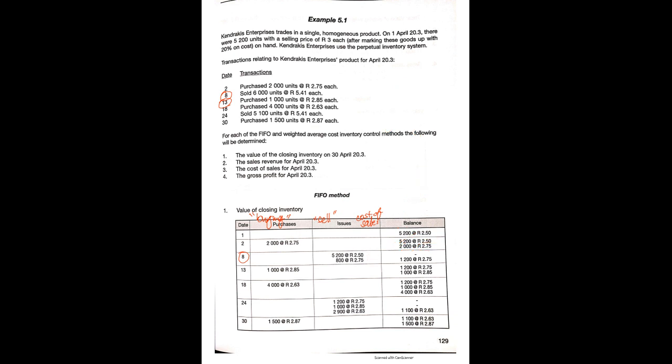Okay, so now on the 13th, we purchased 1,000 units more at 2 Rand 85. So into the purchases column, you're going to put in on the 13th, we purchased 1,000 at 2 Rand 85. The reason we're recording it exactly at 2 Rand 85 is because we are purchasing, so this is the cost of the purchase. And remember, we are only recording costs in this example. In any inventory system method or inventory valuation method, we do this.